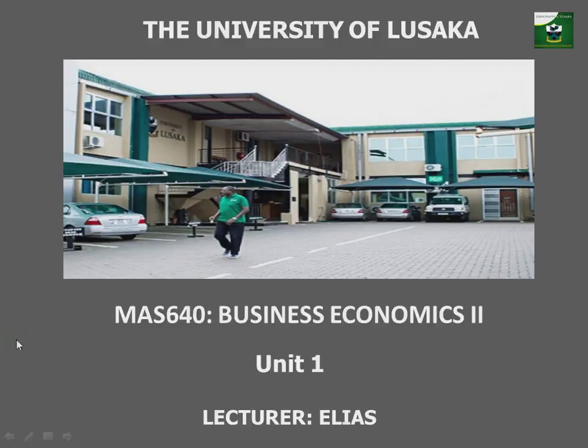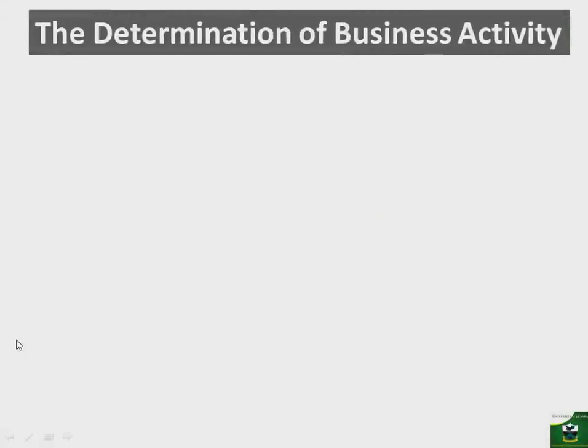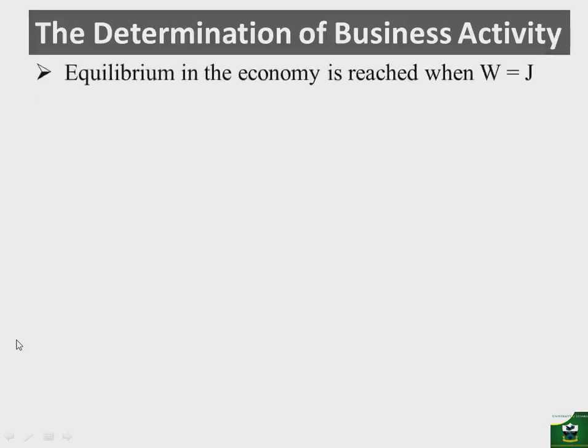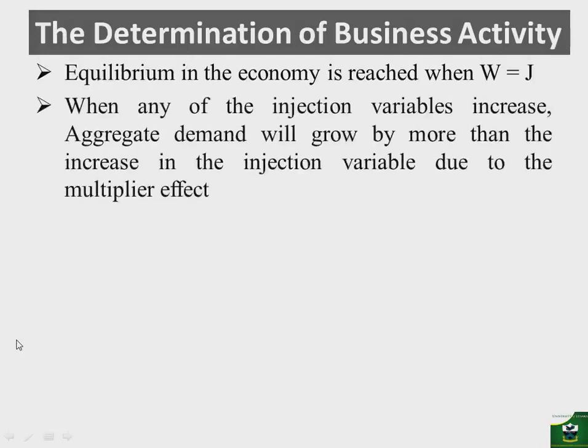Okay, so let's first describe what we did in Unit 2 where we looked at the circular flow of income and determined the withdrawals and injections. Now recall that equilibrium in the economy is reached when withdrawals equal injections, that is W equal to J. Now when any of the injection variables increase, aggregate demand will grow by more than the increase in the injection variable due to the multiplier effect.